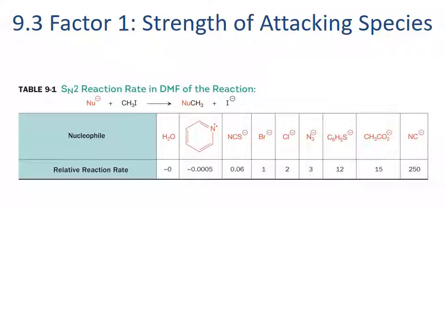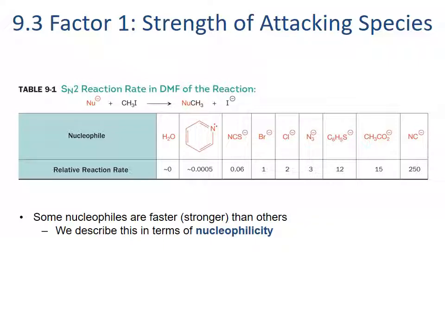The first of these factors is the strength of the attacking species. That means either the nucleophile or the base. Look at the table shown. Notice that if we take the same electrophile and react it with many different nucleophiles, some nucleophiles are just better. We're going to use the term nucleophilicity to talk about how good something is at being a nucleophile.